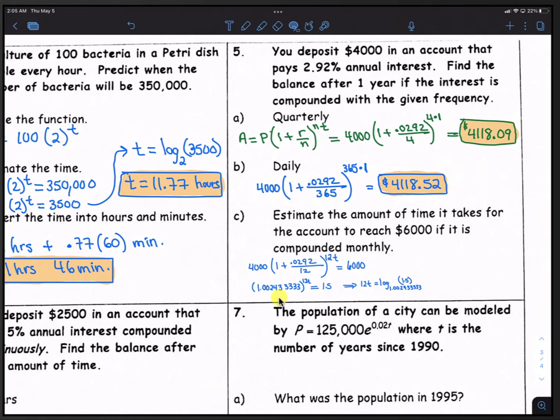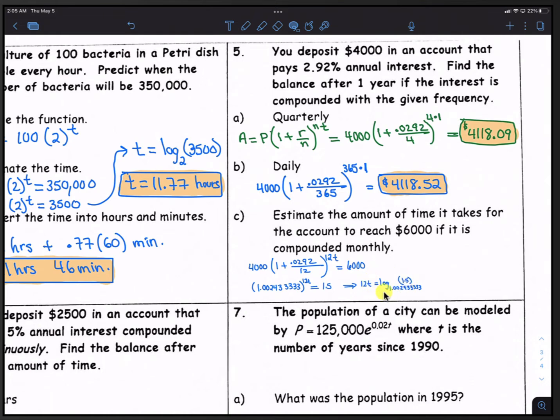Oh, let me go back and explain the 1.00243333. That is from the value that's inside this parentheses. I just decided to go ahead and calculate this. So I just did 1 plus 0.0292 divided by 12, and it gave me this decimal here. I didn't want to round it because I want it to be as accurate as possible. So if you're going to do the same thing, do not round here. You write out the entire decimal, and then you only round at the very end.